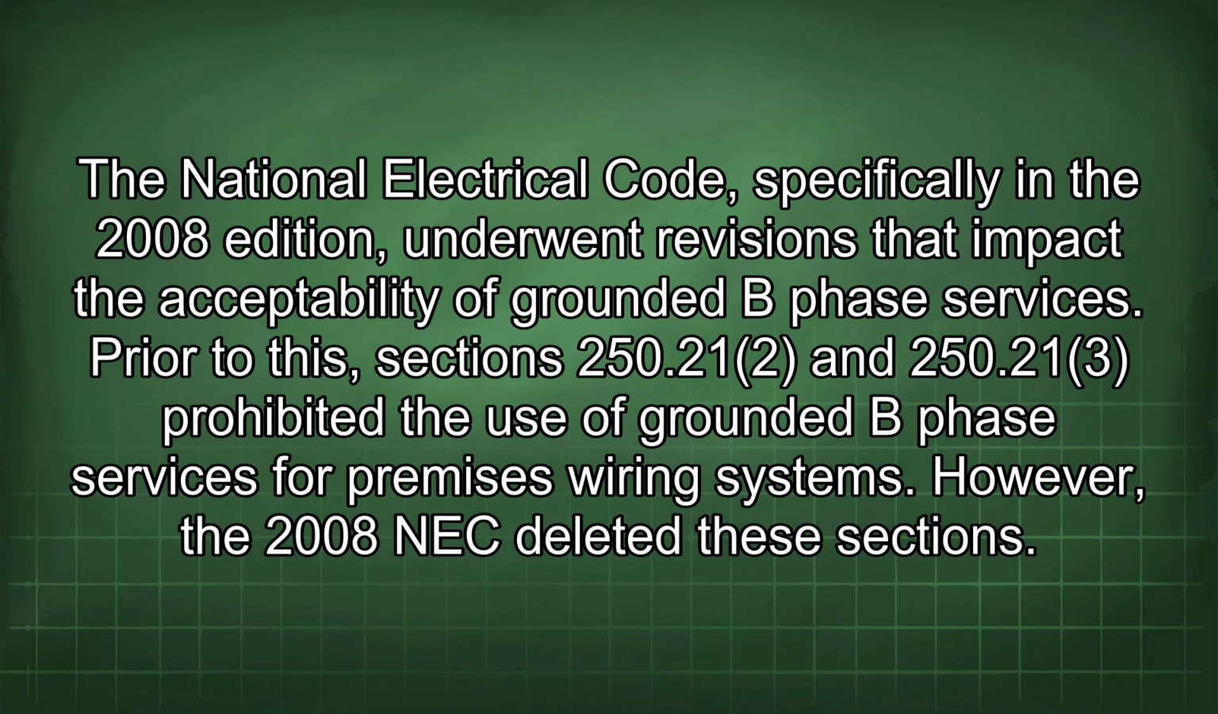The National Electrical Code, specifically in the 2008 edition, underwent revisions that impact the acceptability of grounded B-phase services. Prior to this, sections 250.21.2 and 250.21.3 prohibited the use of grounded B-phase services for premises wiring systems. However, the 2008 NEC deleted these sections.